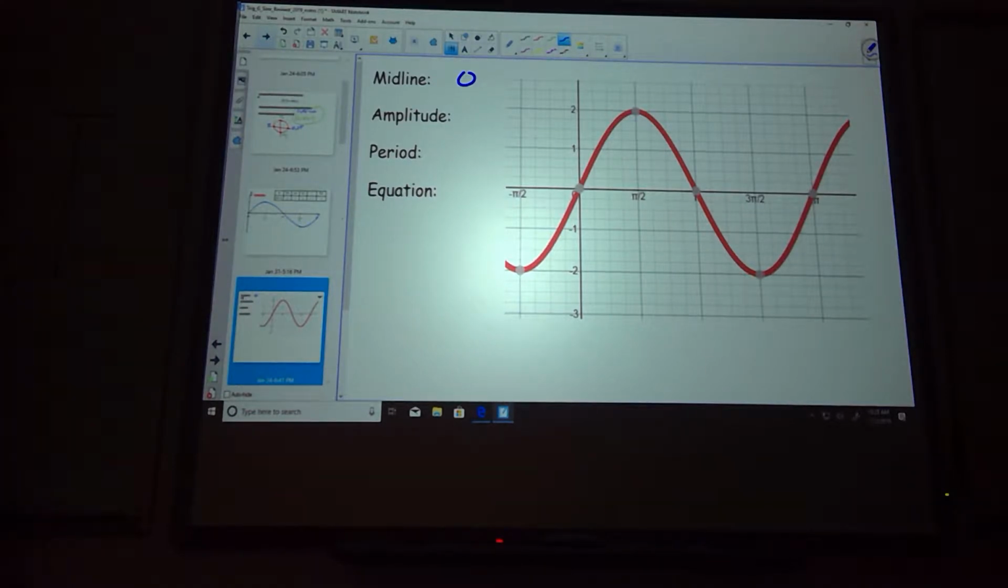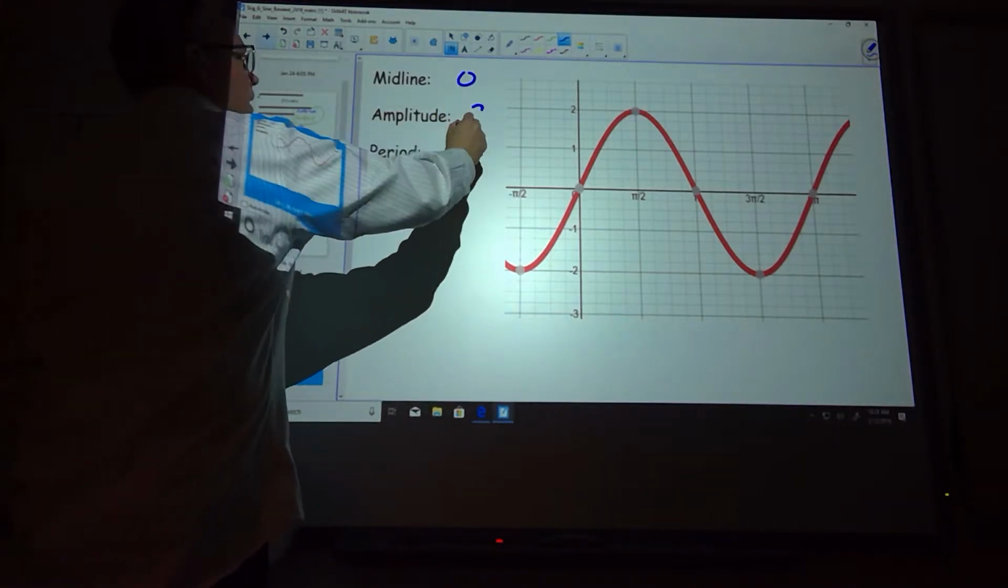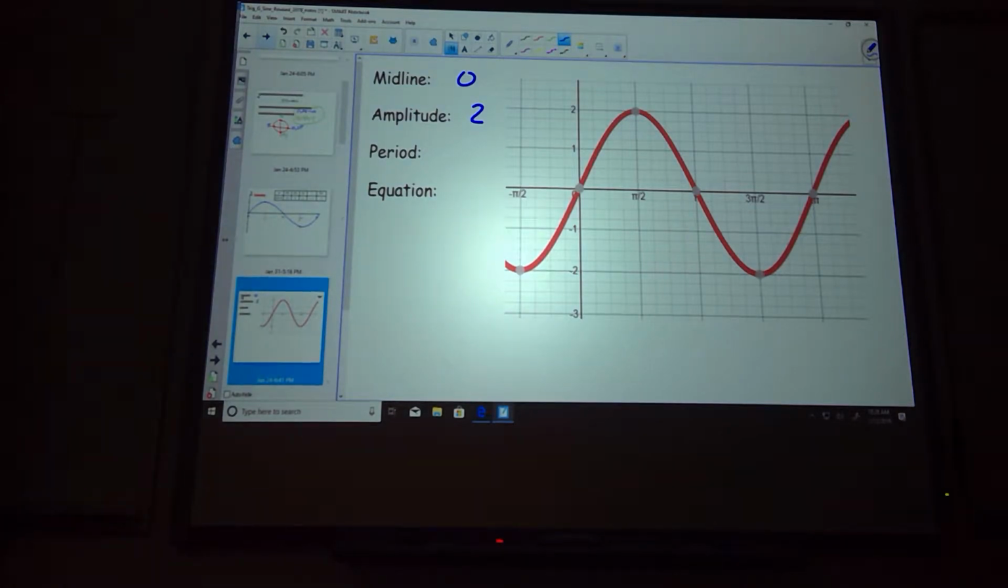Okay, now the amplitude is how far above or how far below my midline does my graph go? Just by looking at it, what do you think? 2. It goes 2. Cool. And then the period. The period is how often does this happen? Does it start repeating itself at like pi over 3? Or does it start itself back up between 0 and 2 pi?